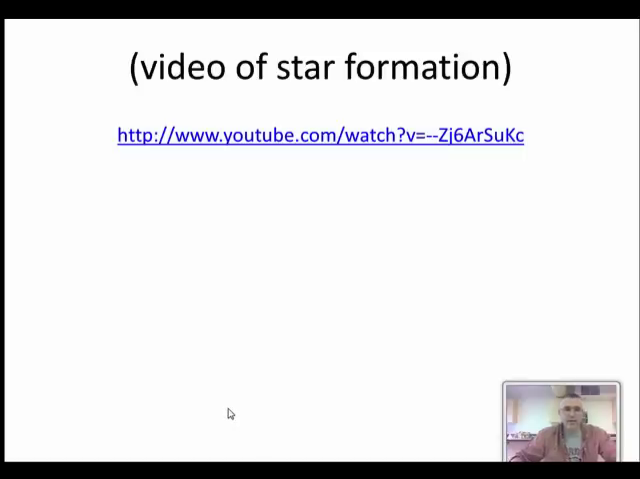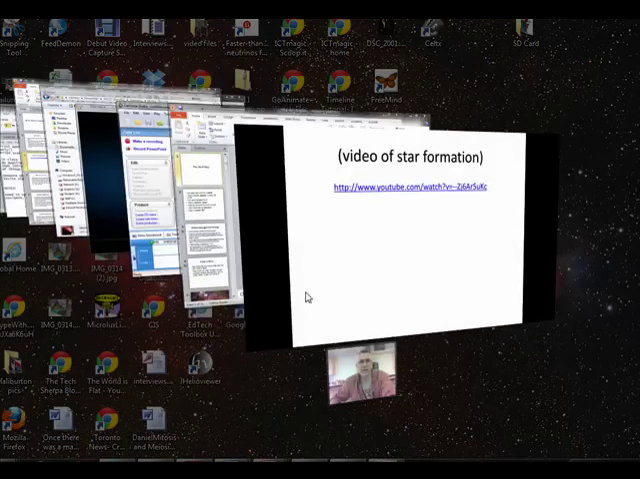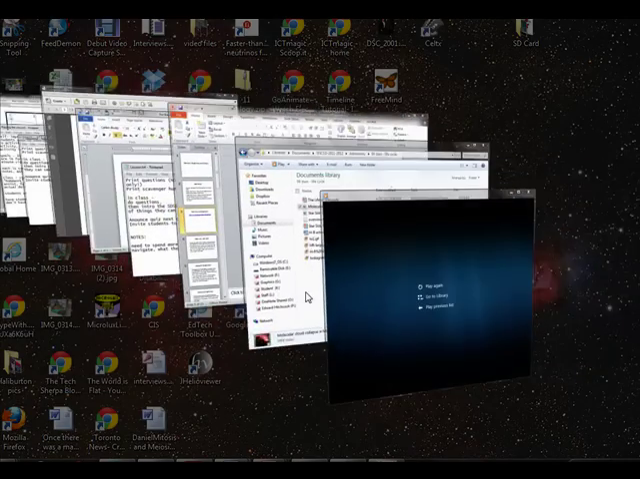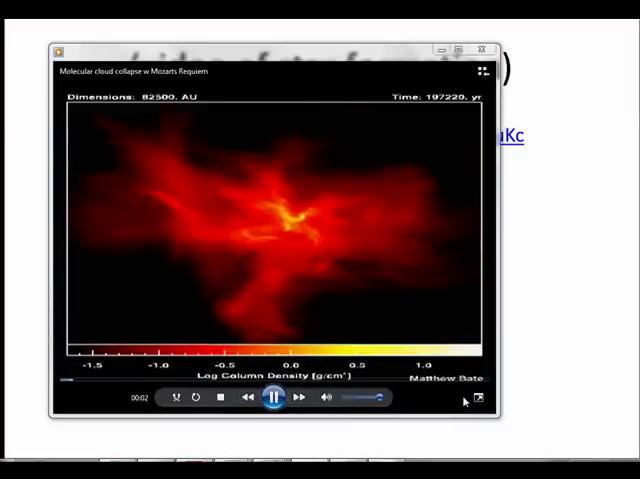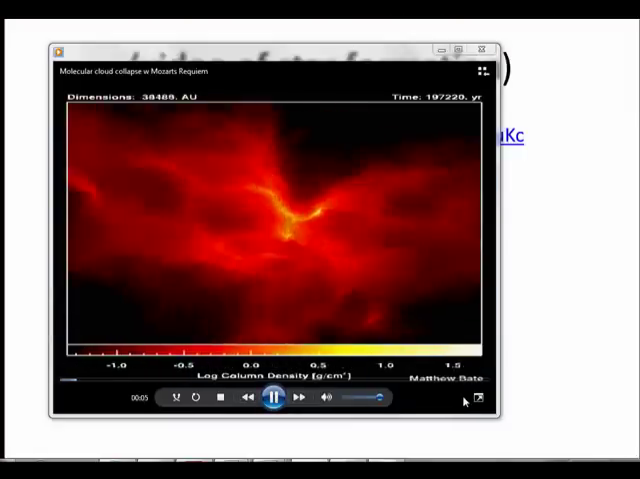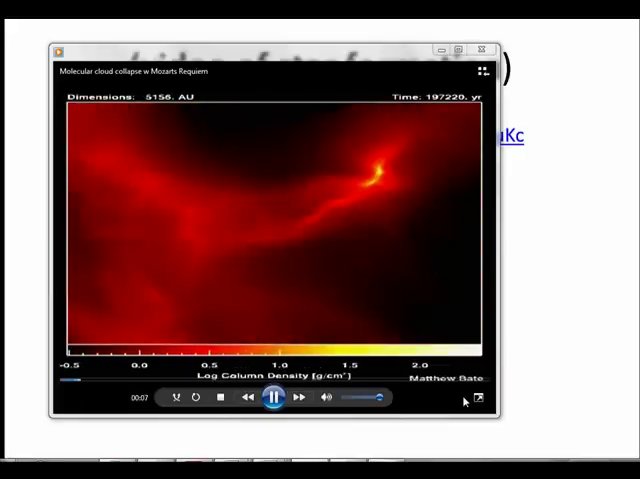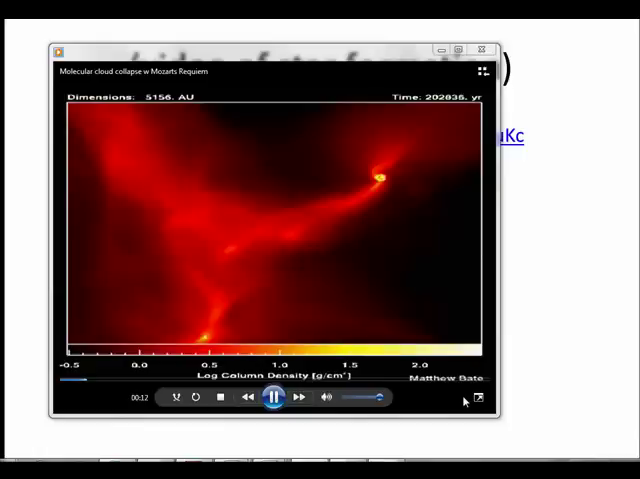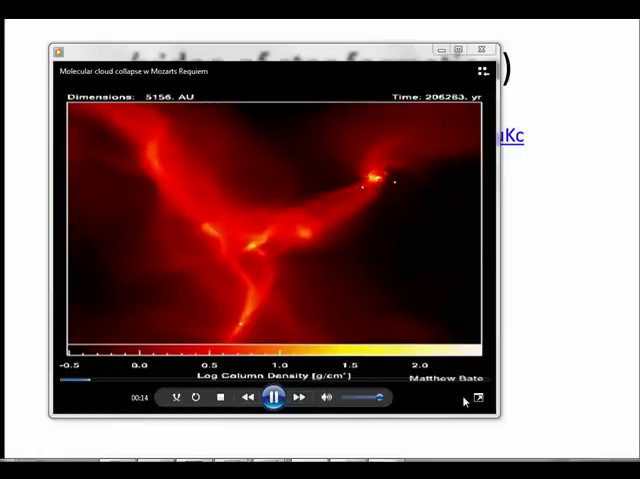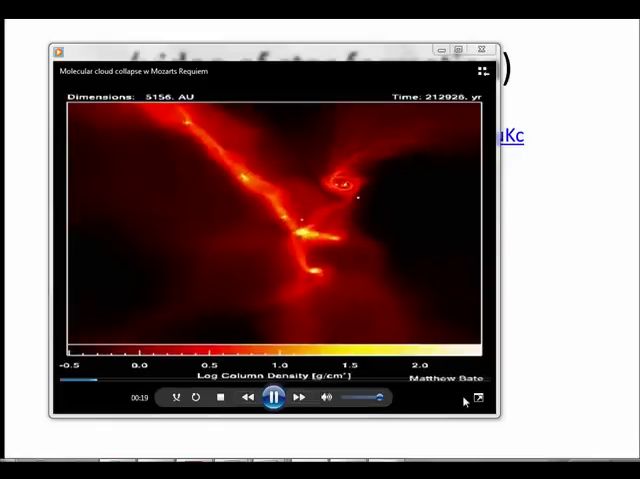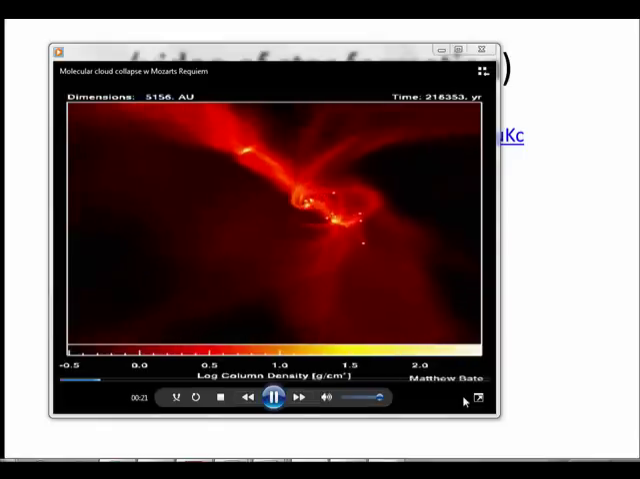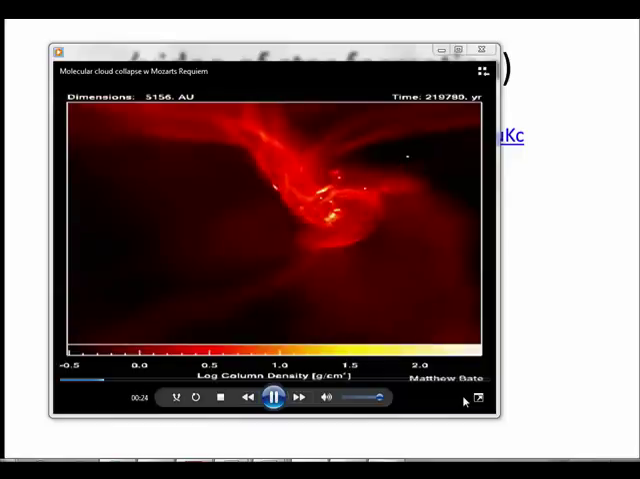Okay, so I have a video here. There we are. And I've got a link to this, but this is just a cool video that illustrates, this is a computer simulation really of what goes on in one of these gas clouds, and you can see how the material is drawn in and stuff begins to swirl around, and any of those little yellow dots I think are protostars forming, and it's really quite dramatic.